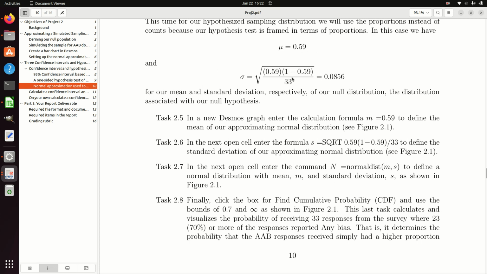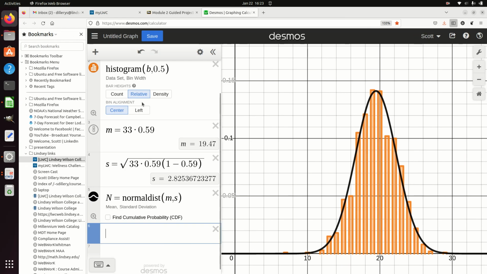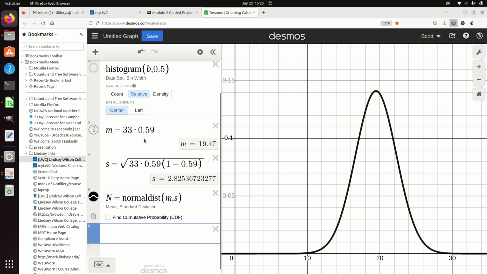And now that n ends up being in the denominator inside this standard deviation calculation. So I'll do that, and it says, hey, make a new Desmos graph and so forth. And yes, I suggest you do that. Make a new one. I'm not going to. I'm just going to go back to the one I did in the last video. Now, I don't need this histogram anymore, so I'm going to get rid of that.